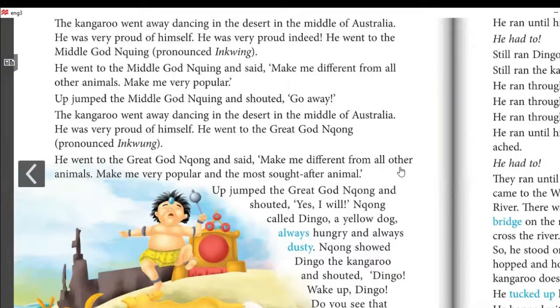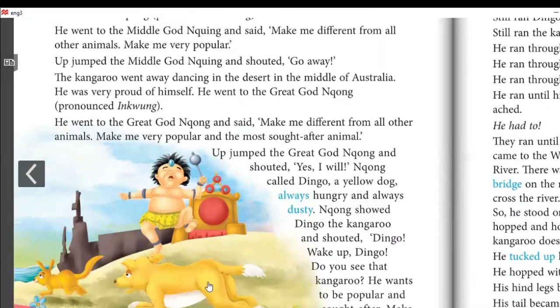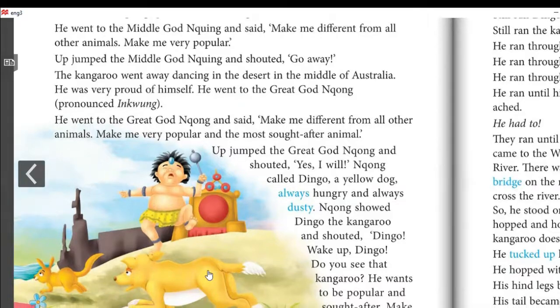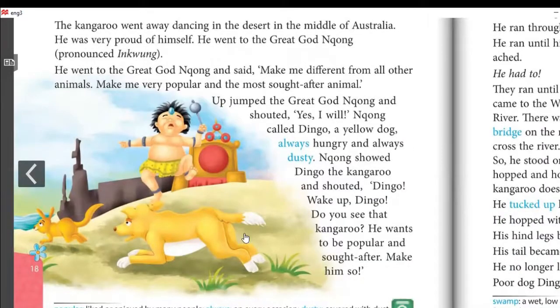The great god shouted, yes, I will. He called Dingo. Who is Dingo? Can you see a dingo here? Yes, a dingo is a yellow colored dog. He was always hungry and always dusty. What does dusty mean? Dusty means very dirty. He was full of dust.